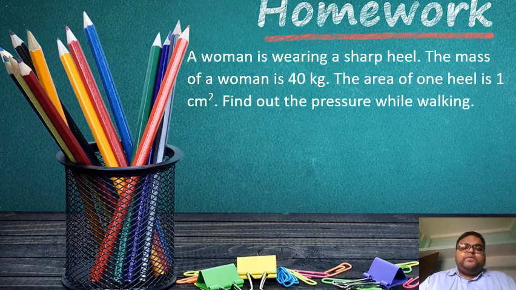Now, this is the homework for you. A woman is wearing a sharp heel. The mass of the woman is 40 kgs and the area of the heel is 1 centimeter square. Then you need to find out the pressure that she is exerting while walking.